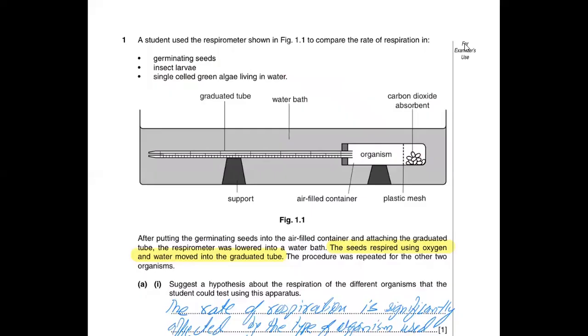Once this is completed, you have three values for insect larvae. Take the mean for the distance traveled by that particular water meniscus in a known time of 10 minutes. So you take the 10 minutes as constant. Then repeat the experiment with the same mass for germinating seeds and for single cell algae, repeating it with a fresh mass of carbon dioxide absorbent, using it fresh and using the same mass again.